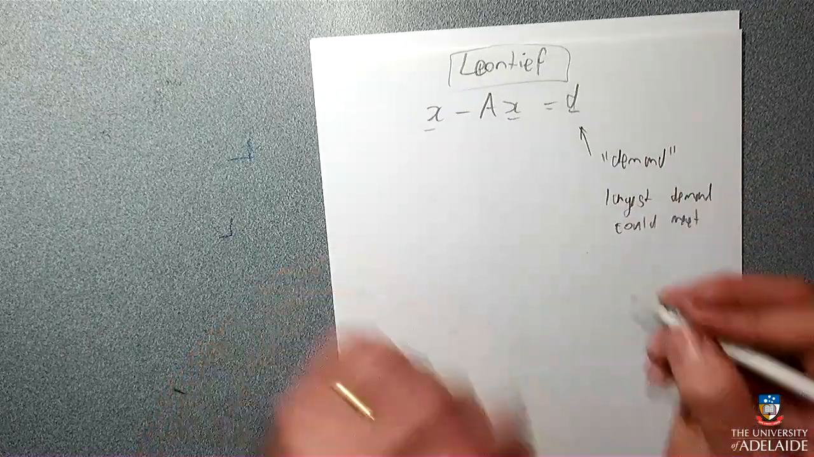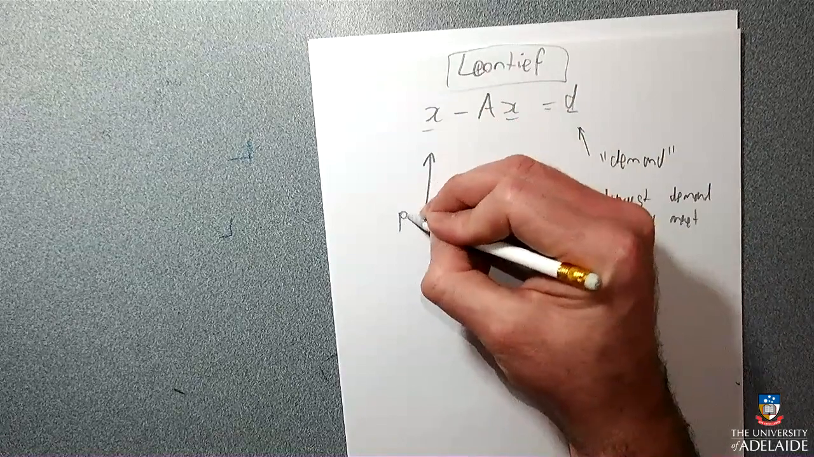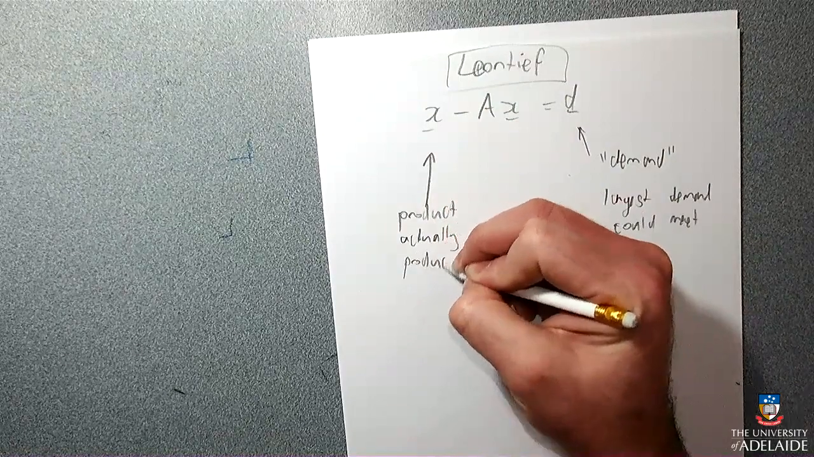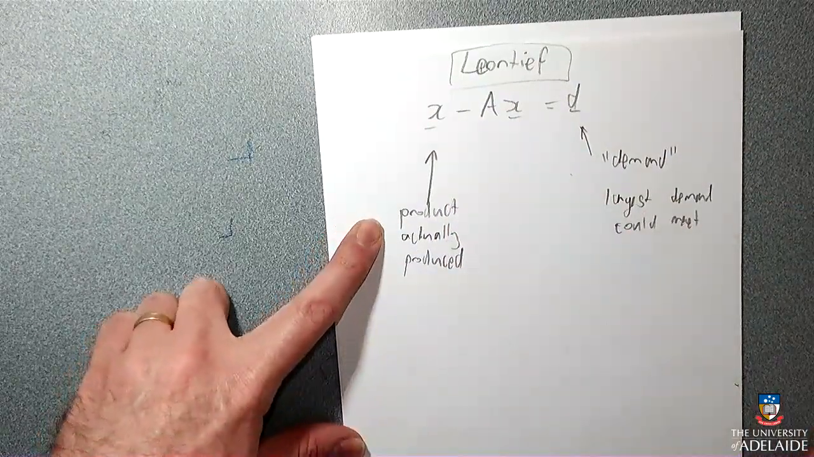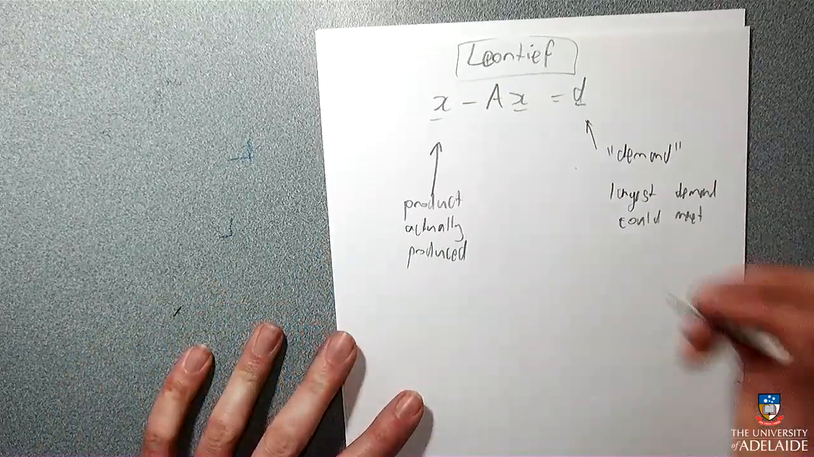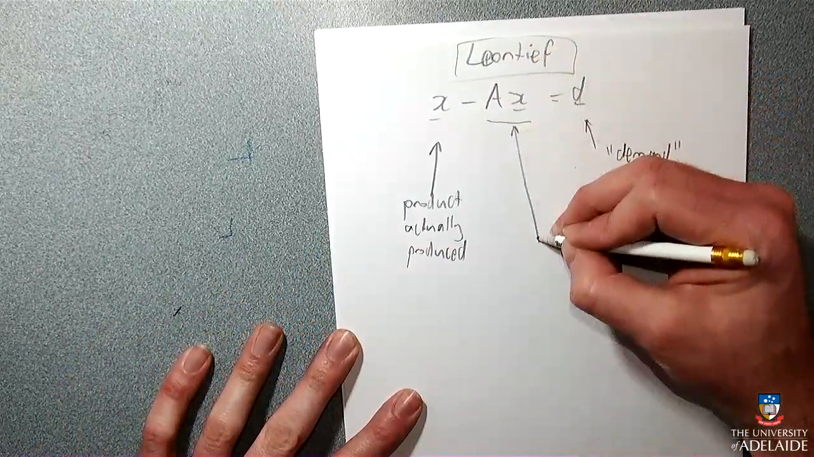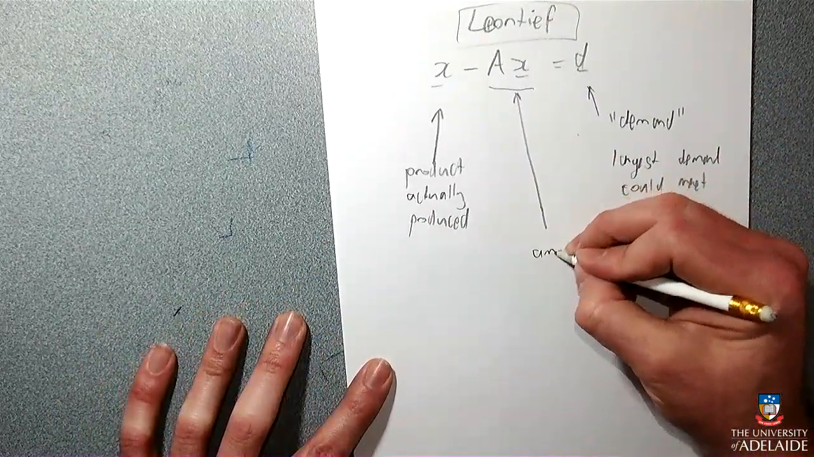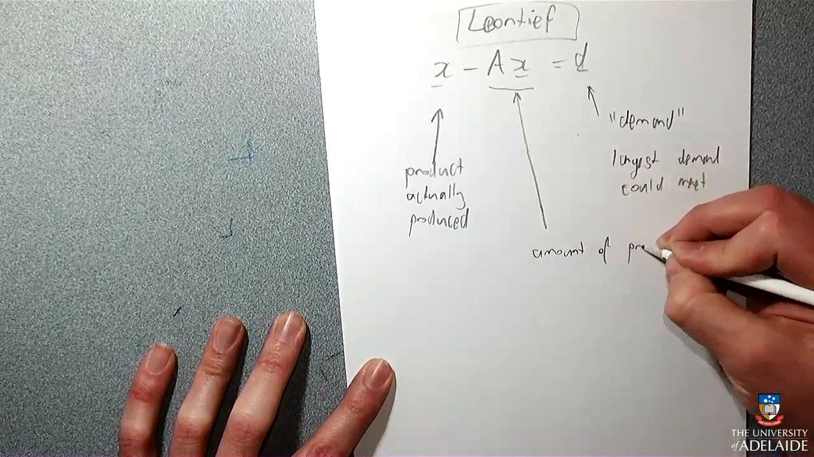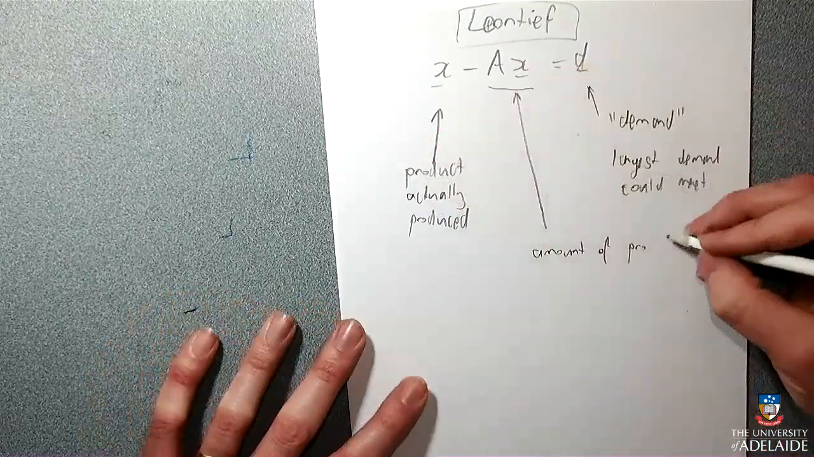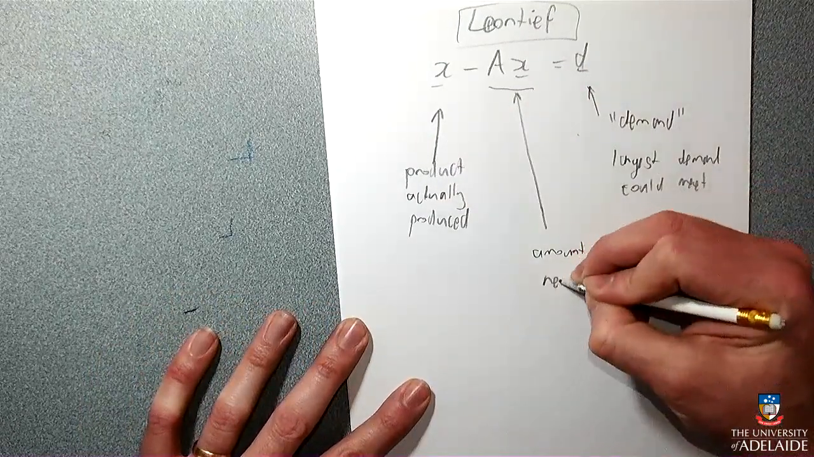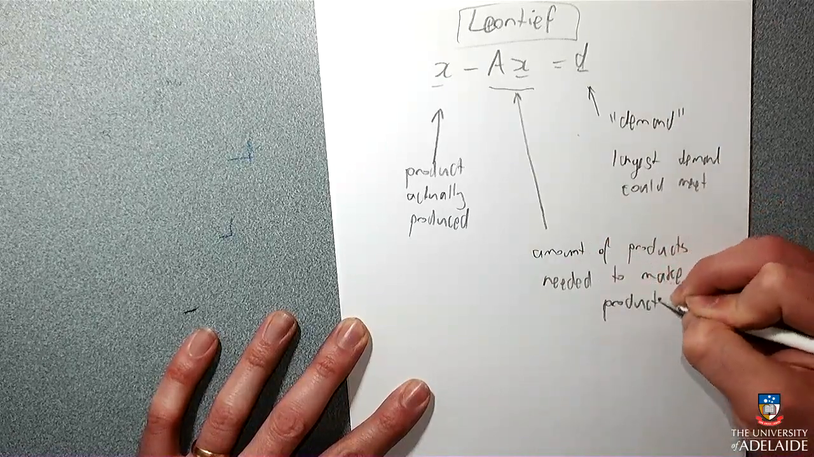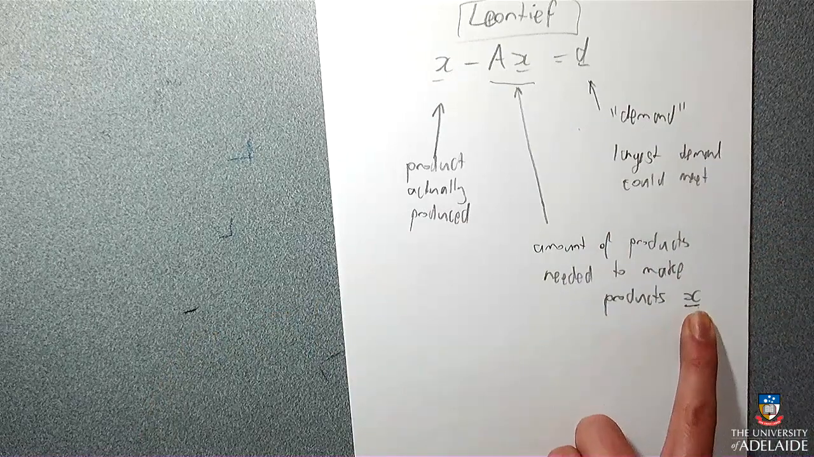And this is the amount of product you produce, the actual amount of product you actually produce. And this is the amount of product you need to make the product that you produce. Resources, if you like. These are the resources produced, but the amount of resources needed to make X amounts of products.